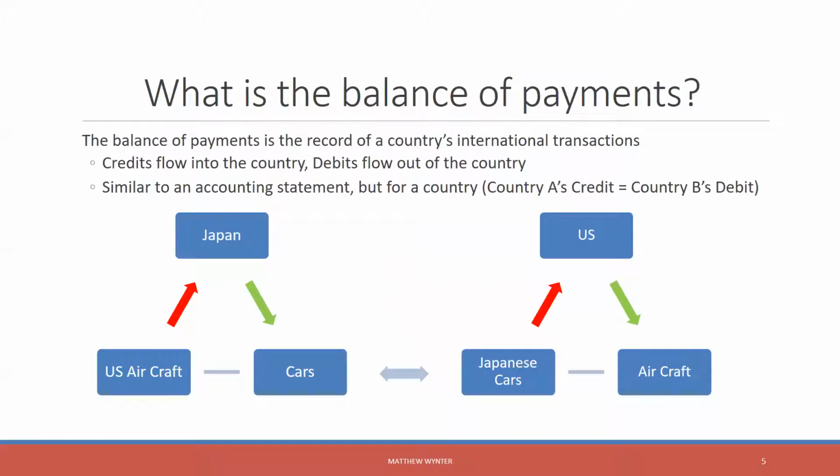What is the balance of payments? The balance of payments is the record of a country's international transactions. Credits flow into the country and debits flow out of the country. It's very similar to an accounting statement, but for a country.